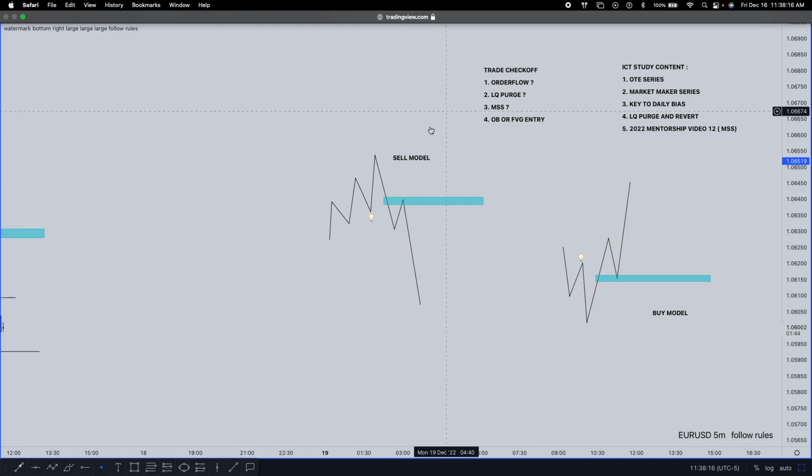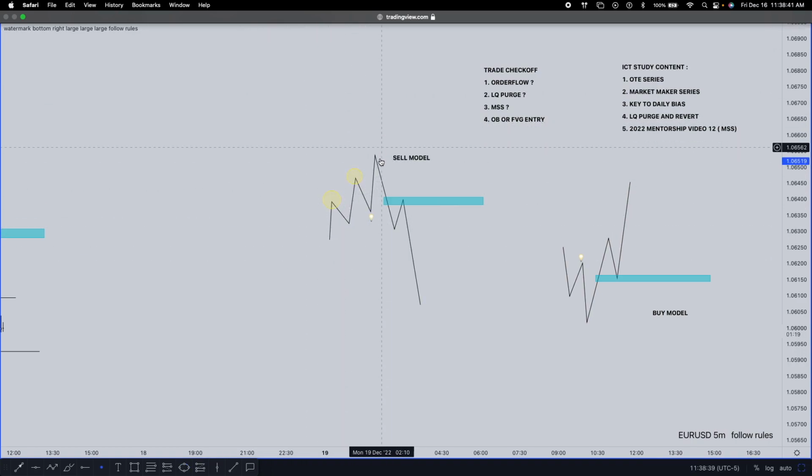Once again, basically a quick summary on my sell model. I identify order flow, which is I've already said, hey, we're bearish on daily time frame. So now I look for liquidity to be purged. We took out buy side liquidity here off these two highs here. Once again, I'm going to circle them. Here, buy side liquidity. Here, buy side liquidity. So buy side liquidity has been taken.